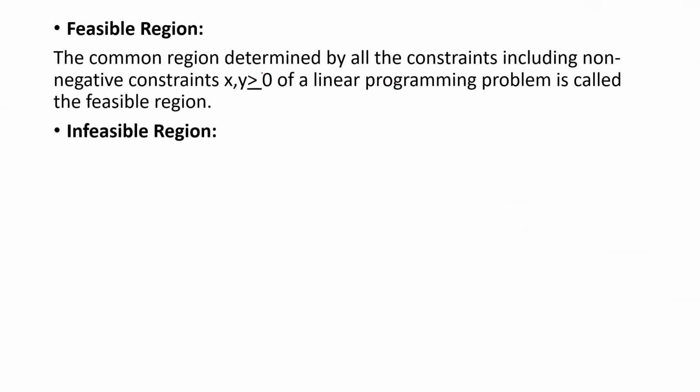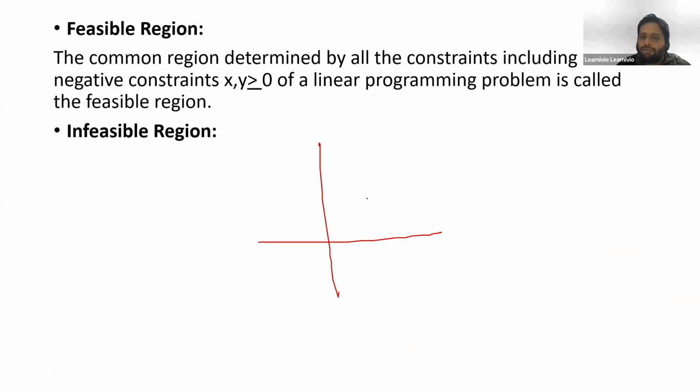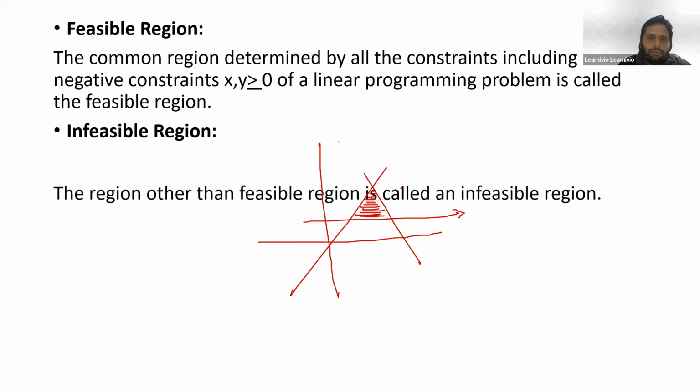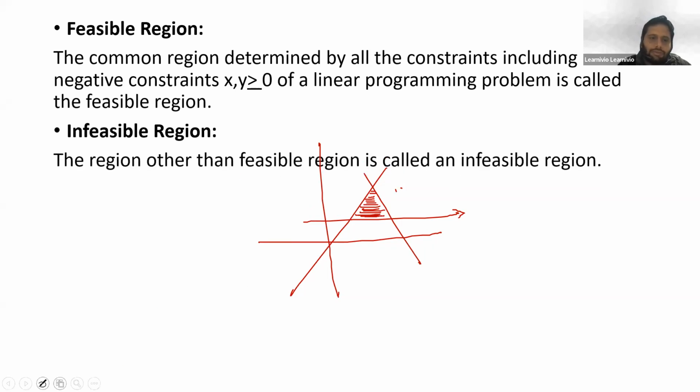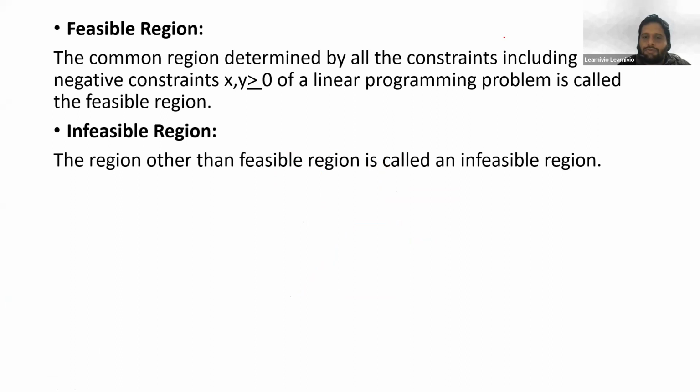Yes, it's done. Okay. Now, what is the infeasible region? The region which is not feasible. Suppose you have drawn a graph like this one, then this is your common region, so this is called feasible. Outside this region, everything is called the infeasible region. So we will say the region which is not feasible is called the infeasible region. Please note this down.